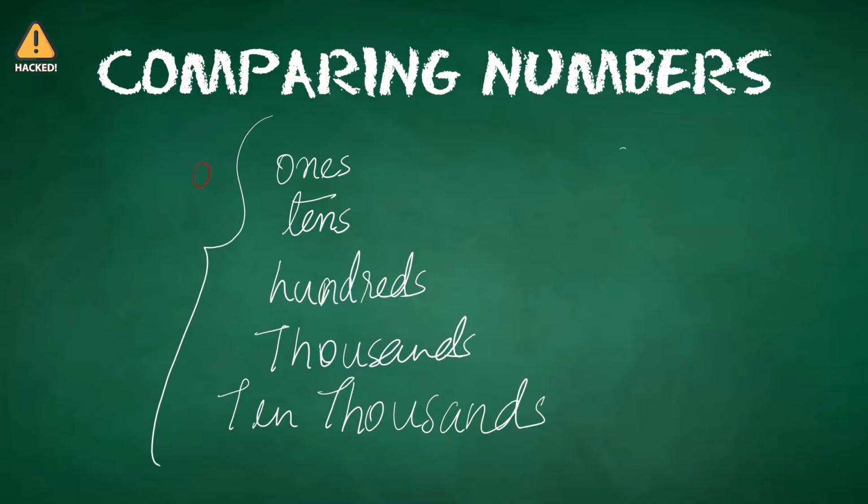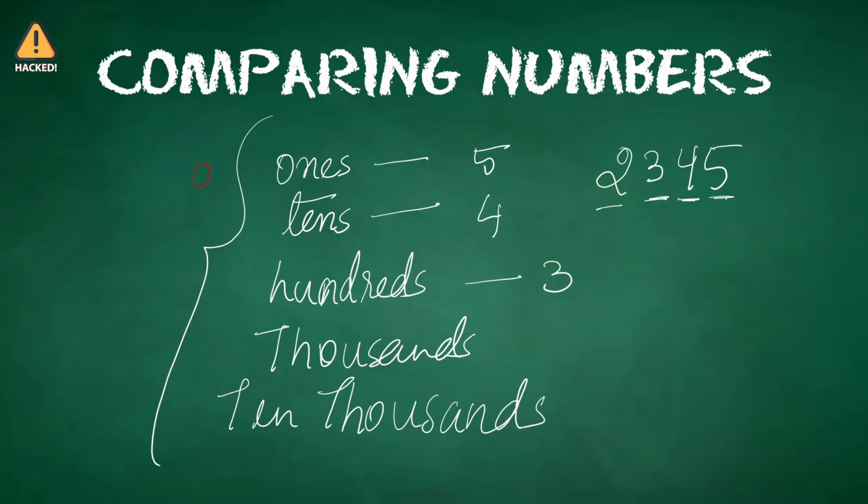So if I take an example of a number, say 2345, the ones place here is a 5. 5 is at the ones place. 4 comes to be in the tens place. And 3 lies in the hundreds place, and 2 lies in the thousands place.